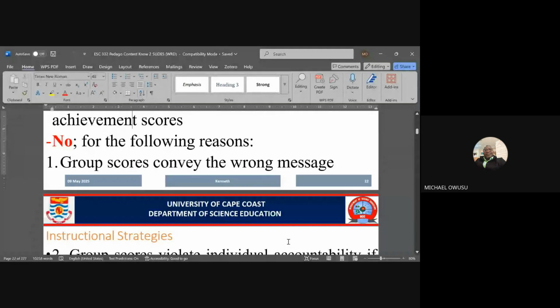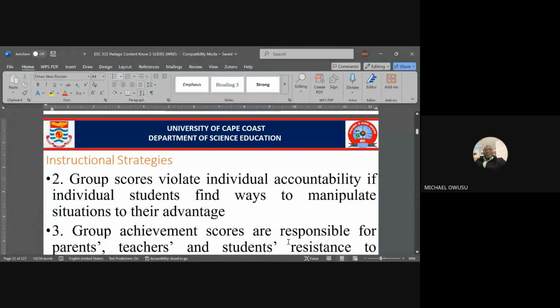So all these things are meaningful. Okay, let's listen to the second one. It is not because of this. Group score violates individual accountability. If individual students find ways to manipulate the situation to their advantage, and that is what the first presenter, or the first one who made the input, was talking about. You see, the individual students find ways to manipulate the situation to their advantage.